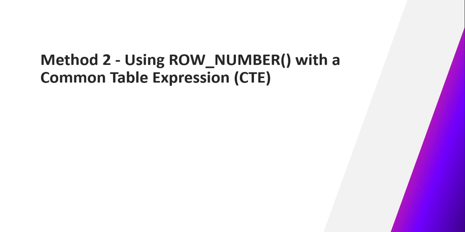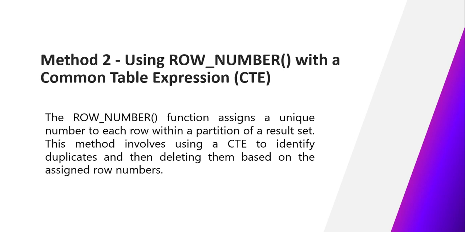The second method is using ROW_NUMBER with a common table expression. The ROW_NUMBER function assigns a unique number to each row within a partition of a result set. This method involves using a CTE to identify duplicates and then deleting them based on the assigned row numbers.